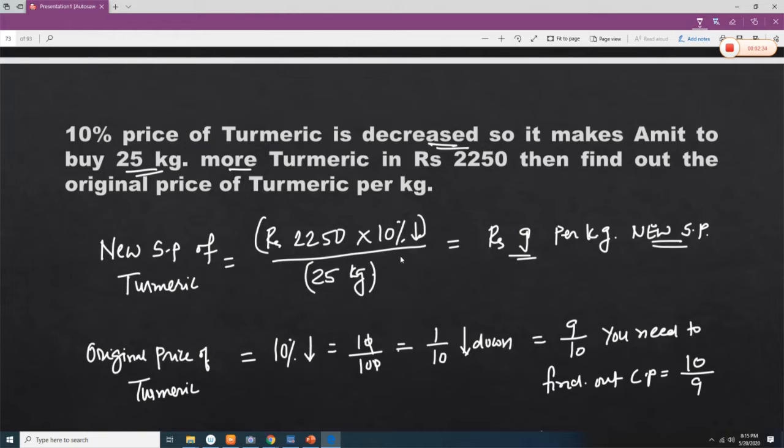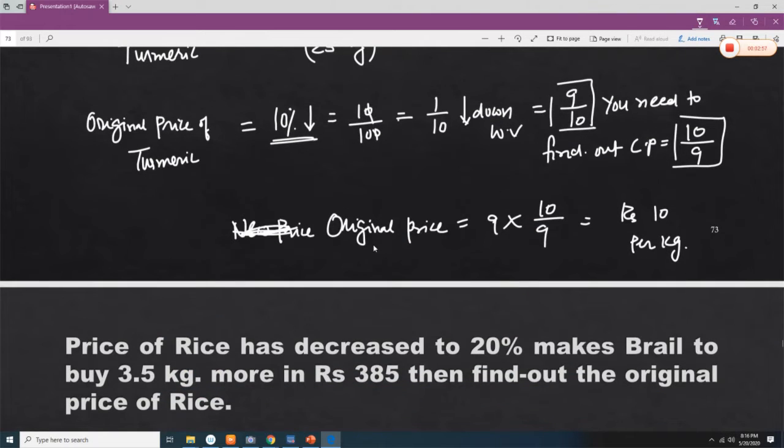Now you have to find out the original price. So 10% down, 1 over 10 or 1 divided by 10. You have to find out the whole value of 1 divided by 10. So 10 minus 1 is 9 over 10, and you have to find out the CP. So you have to flip this figure, so it is 10 over 9. Now the new price is 9, that is what we have already calculated, and 10 over 9 is this figure. So 9 cancels, so rupees 10 per kg.